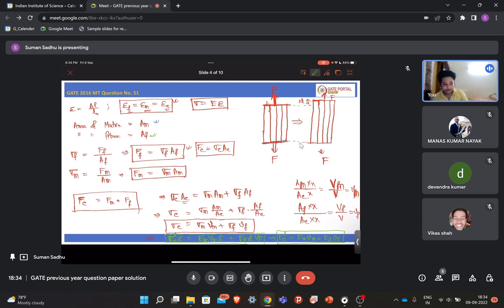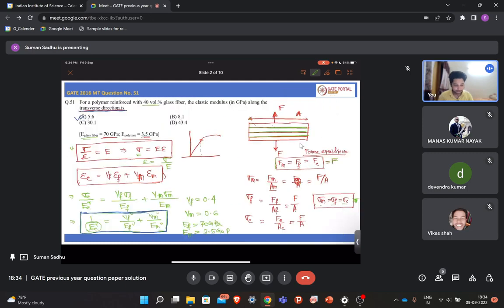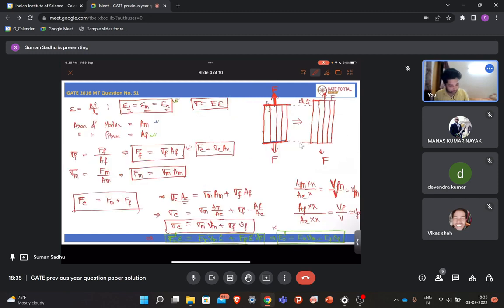Means in this case, epsilon is same for the matrix, for the fiber, and for the composite. And in the earlier case, what was there? Earlier case, your sigma was same, stress on the matrix and this sigma was same, right? So this is the difference. That is why you are getting two different kinds of relationship. So just note down this formula and that formula. These two formulas are very important. This one and this one, just note down. If you know these two formulas, you can easily calculate the elastic modulus in the transverse direction and in the longitudinal direction.